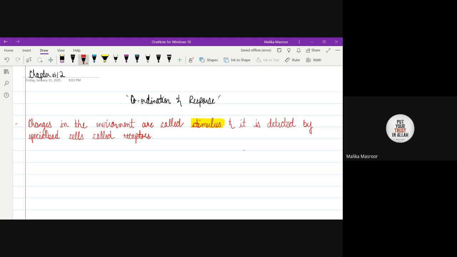For example, if light is entering your eyes, your eyes become the receptors because they're receiving the stimulus. Bright light is entering your eye. And organisms respond using effectors. Effectors are usually muscles or glands. Response occurs through effectors.